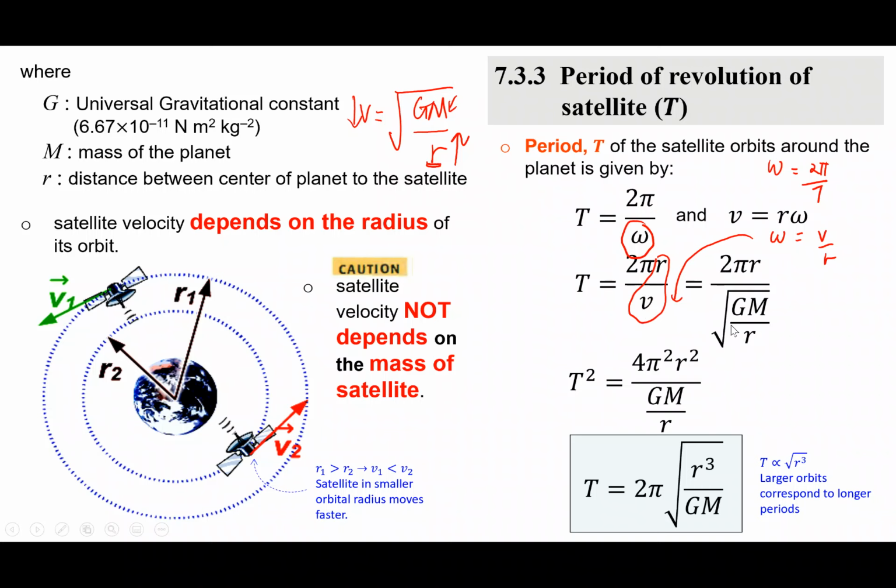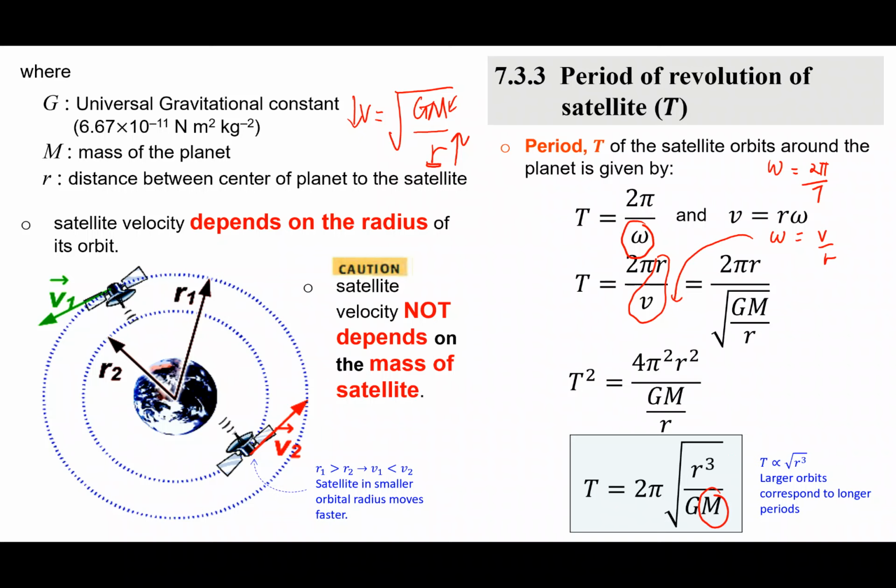So kita dapat linear velocity ataupun linear speed of the satellite adalah square root of GM over r. So you derive this equation and you will end up the equation of the period is equals to 2 pi square root of r cubed over GM. So sekali lagi M dekat sini adalah mass of the planet, not mass of the satellite.